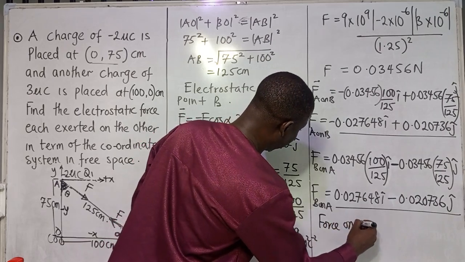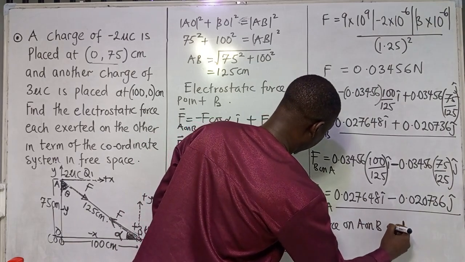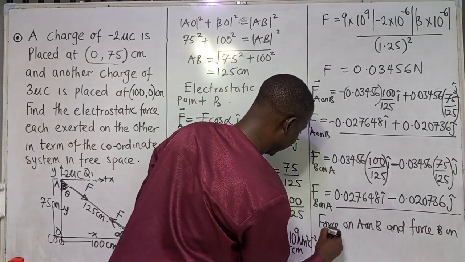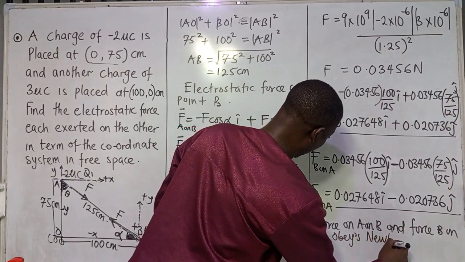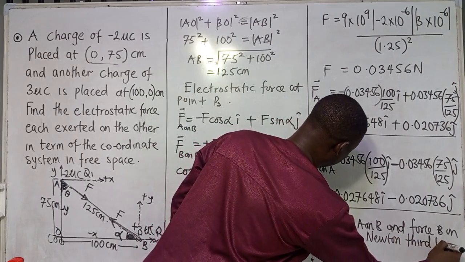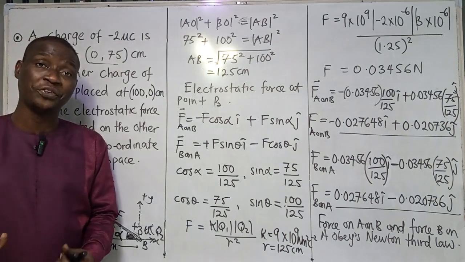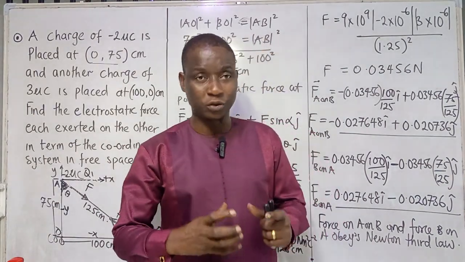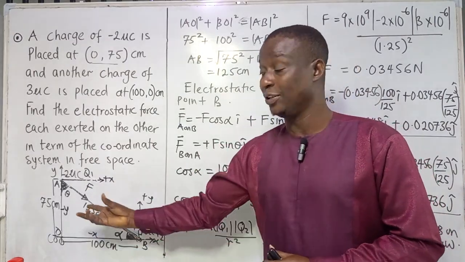So, the force of A on B and the force of B on A obey Newton's third law of motion. Newton's third law: for every action, there is an equal and opposite reaction. That's what we have been able to bring out from this particular question. You must understand that the two of them exert equal forces, but in opposite directions.